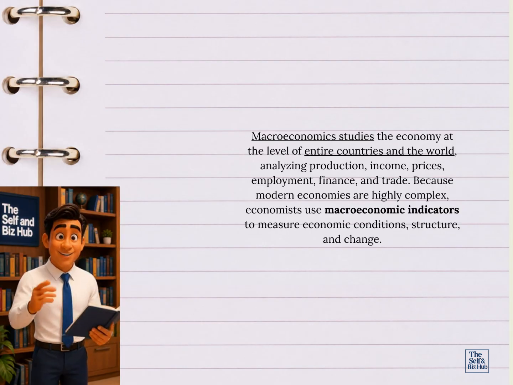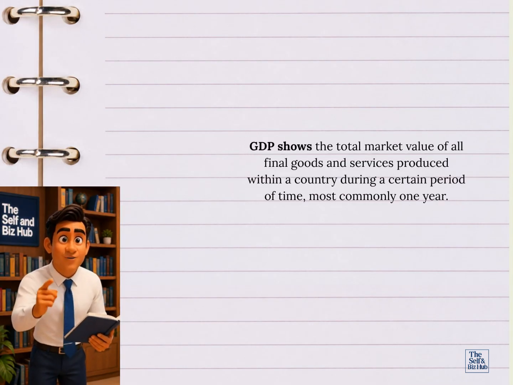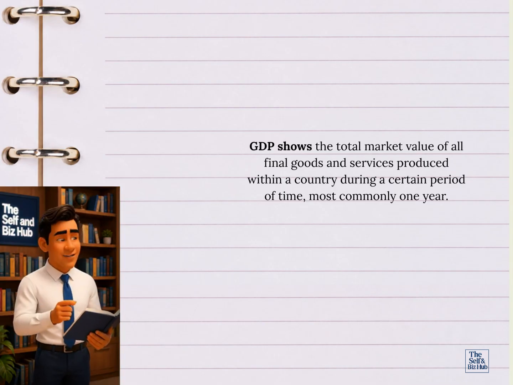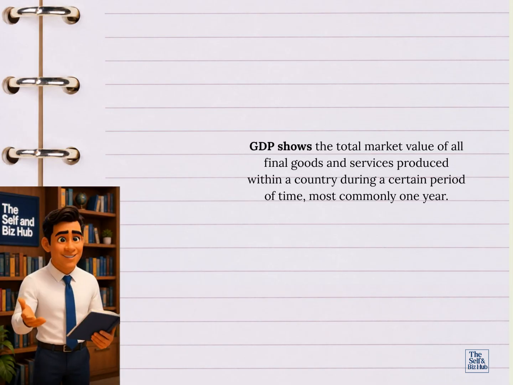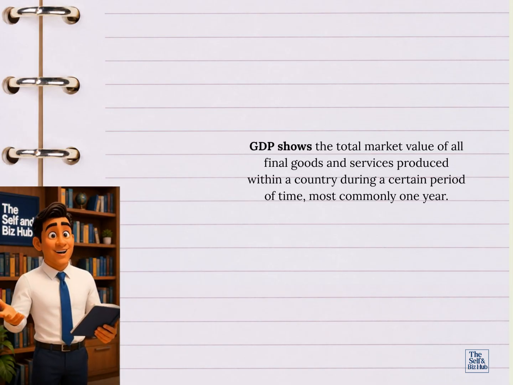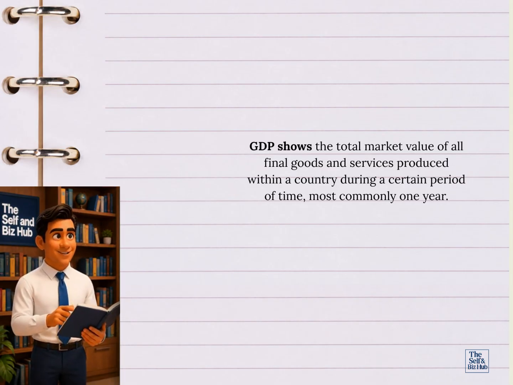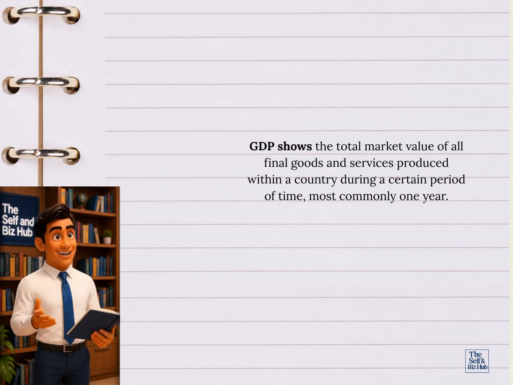Let's begin. The first thing macroeconomics measures is production. In other words, how many goods and services does a country's economy create? The main indicator here is GDP. GDP shows the total market value of all final goods and services produced within a country during a certain period of time, most commonly 1 year.